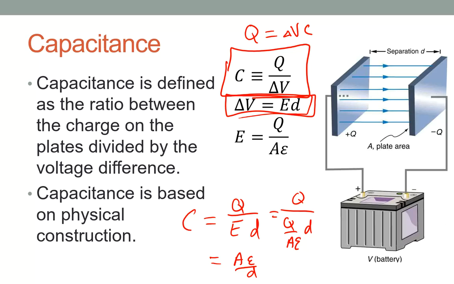So the key to this is capacitance is based on the physical construction. If you have a parallel plate capacitor, the area of the plates, assuming the two plates have the same area, the permittivity of the space between the plates and the separation of the plates are the only things that determine the capacitance.